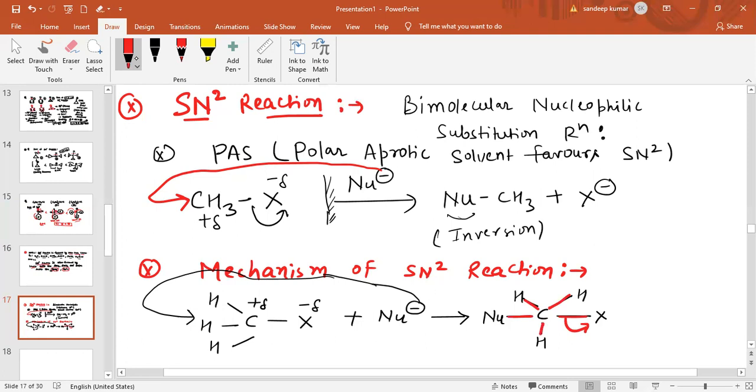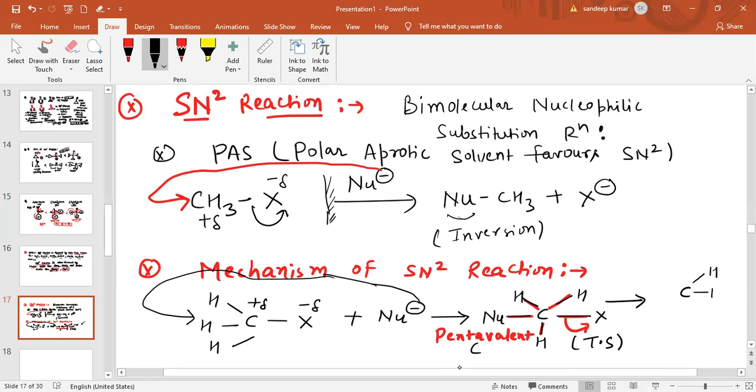But only 4 bonds are stable. So this carbon becomes pentavalent carbon, and this pentavalent carbon is basically the transition state. Now, this leaving group will be removed, and the product obtained will be like this.